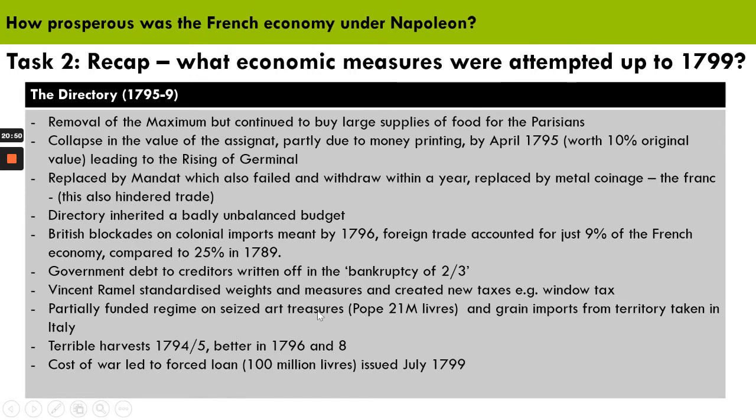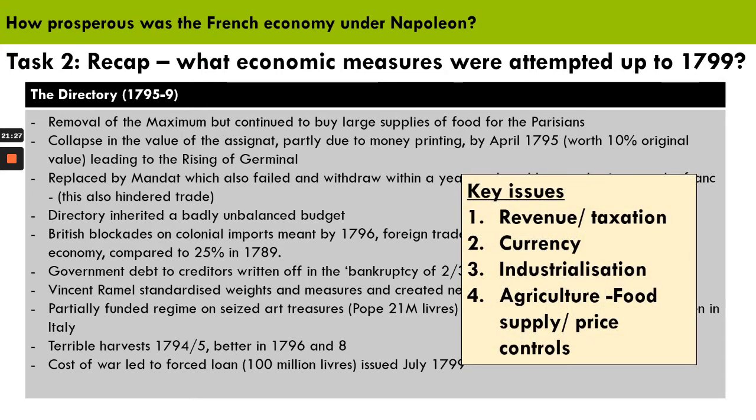There were some positive things because Vincent Ramel tried to introduce new weights and measures, and they did balance the budget initially. But ultimately, the cost of war and the idea that they were going to fund war on seizing art treasures and grain imports was actually not sustainable. And so by 1799, in the context of worse harvests again, they had to introduce another forced loan of the noble people in France, again alienating them and showing that they hadn't resolved the underlying balance of payments crisis that existed.